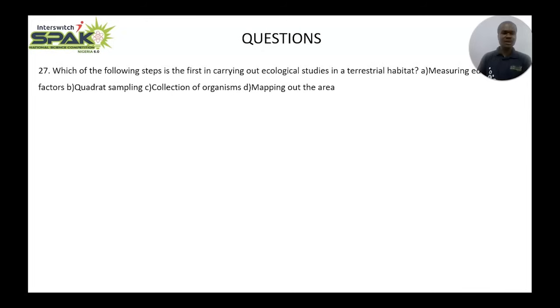Quadrat sampling cannot be the first, because with quadrat sampling you are already counting the number of individuals. Measuring edaphic factors, the soil, no. Collection of organisms, no. But mapping out the area, to determine the area where you want to carry out your study. That's the first thing. Where do I want to study?